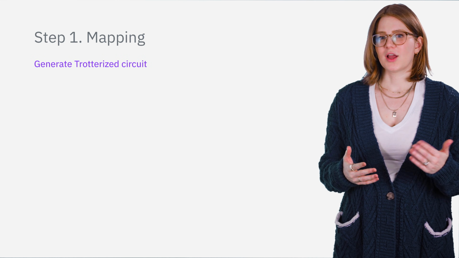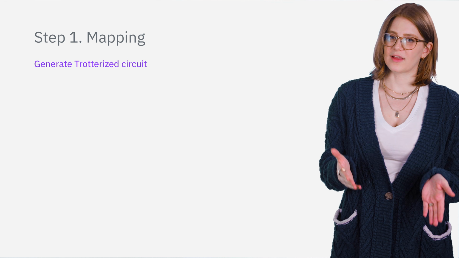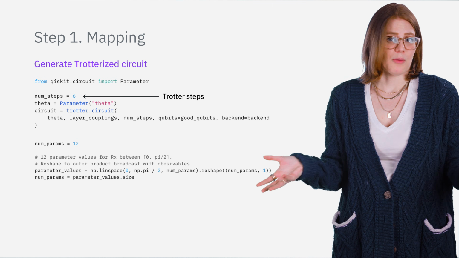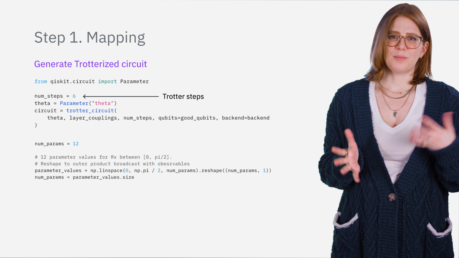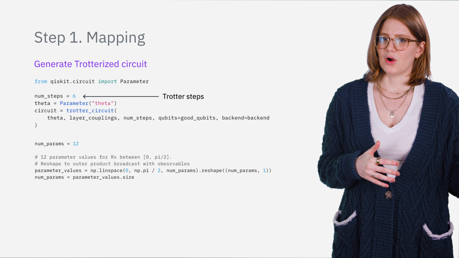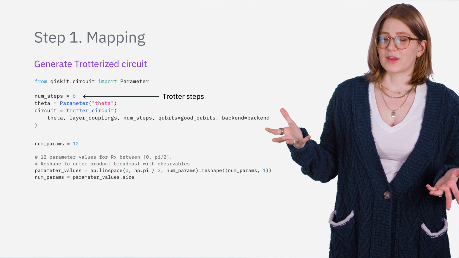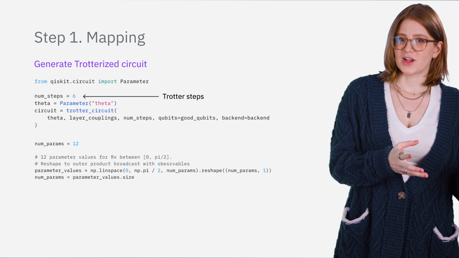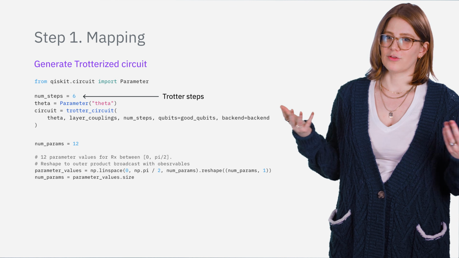All right, now let's continue on with our mapping step, generating our Trotterized circuit. Now, as we showed earlier, Trotterization discretizes the time evolution into a series of steps, and we need to decide how many steps. We'll choose 6 here. But in general, the strategy is to balance something called the Trotter error, which is an algorithmic approximation error, with the error arising from decoherence. More Trotter steps reduces the approximation error, but requires deeper quantum circuits, which experience more decoherence noise.